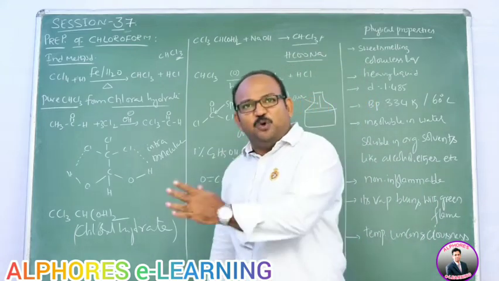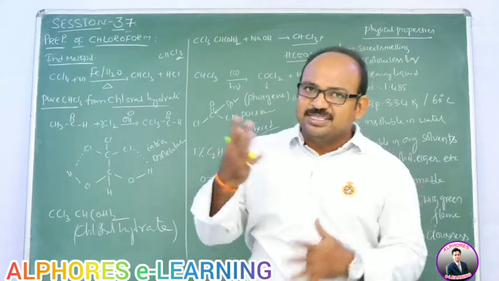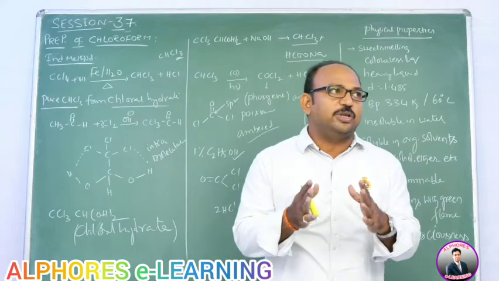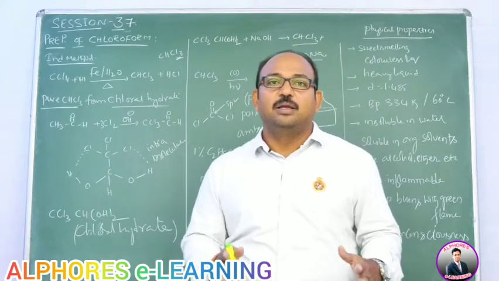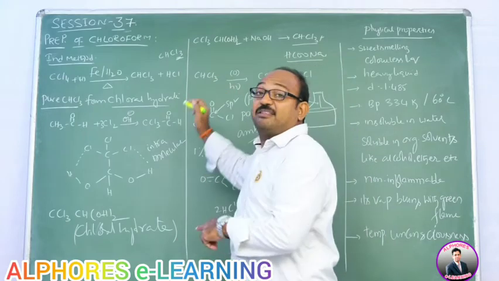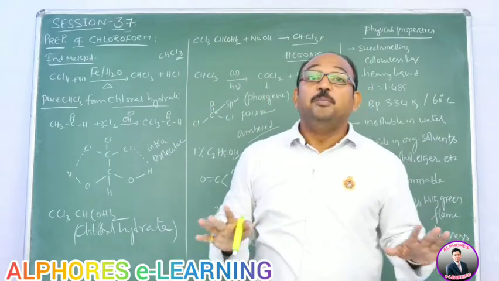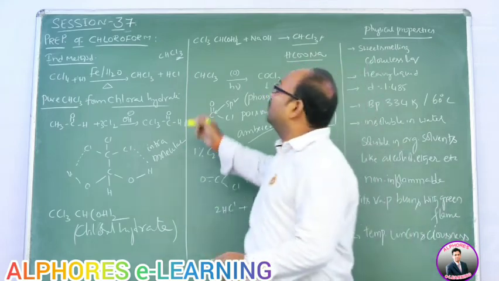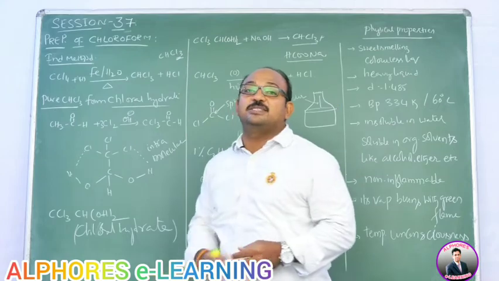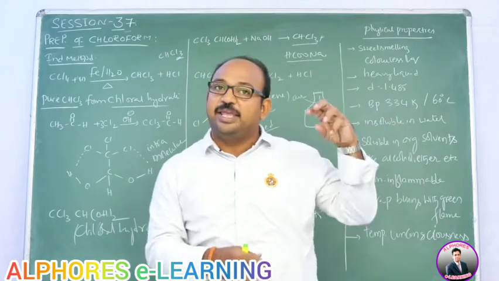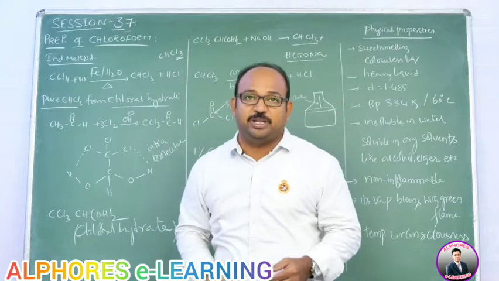So if it is pure chloroform, when we add silver nitrate, you are not supposed to get any AgCl. Being CHCl3 is non-ionic and non-polar, it is not supposed to provide any Cl minus. So even when we add AgNO3, you are not getting any AgCl white precipitate.